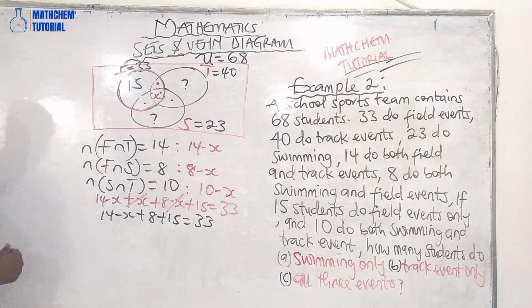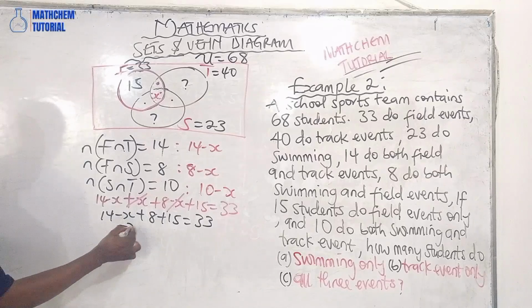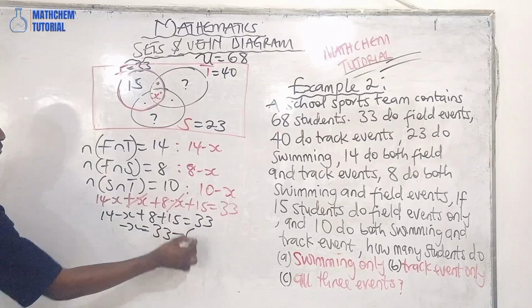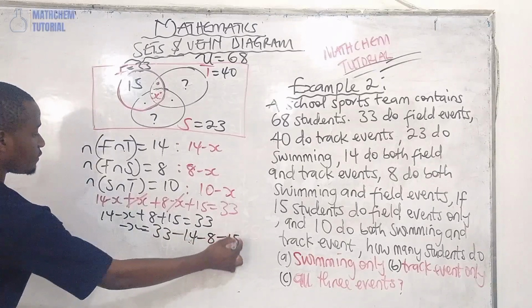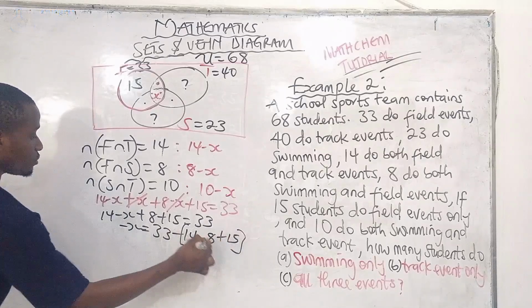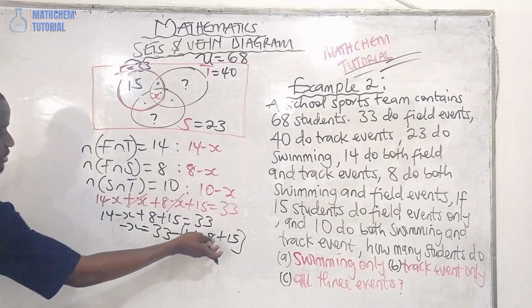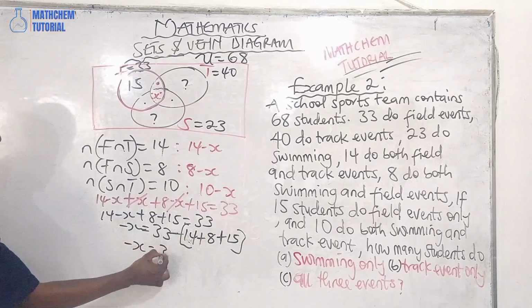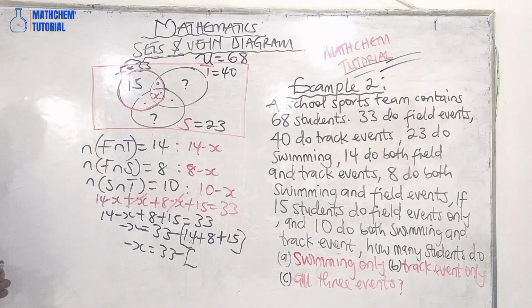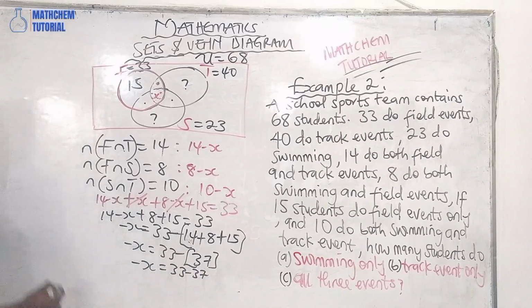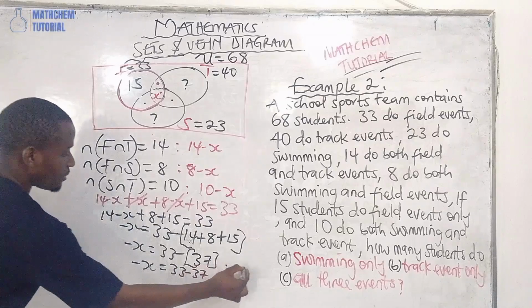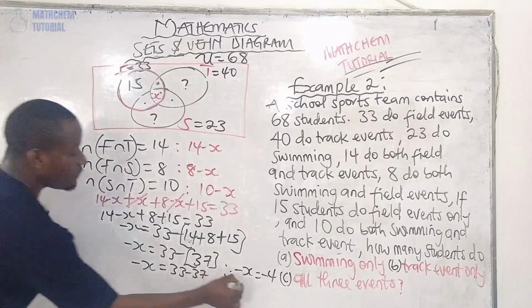Now let me collect my like terms. That is going to be minus x equals 33 minus 14 minus 8 minus 15. I can actually put it in brackets like this, changing these to plus. It still means the same thing, because when you multiply minus times all these plus, it will still give you minus. So minus x equals 33 minus, 14 plus 8, that is 22. Then 22 plus 15, that gives you 37. So now minus x is 33 minus 37, and that is minus 4. So minus x equals minus 4, and when you divide both sides by minus, x equals 4.